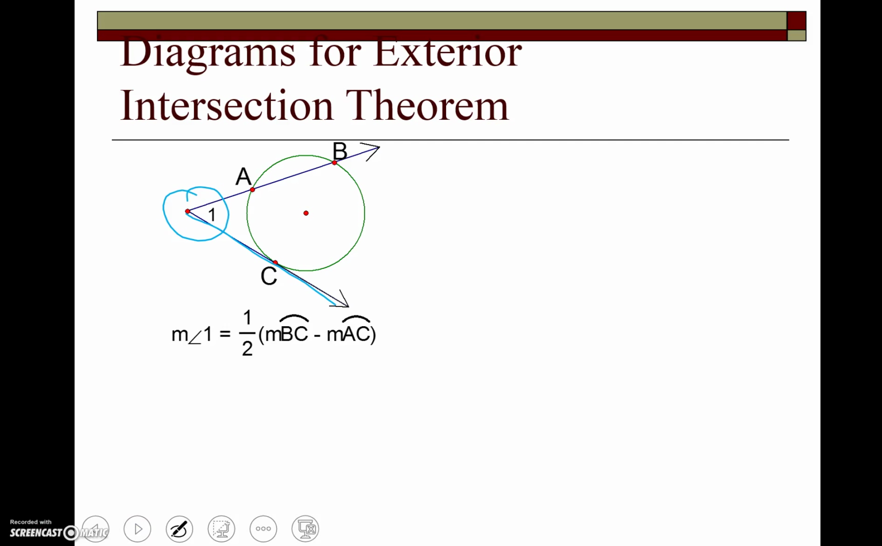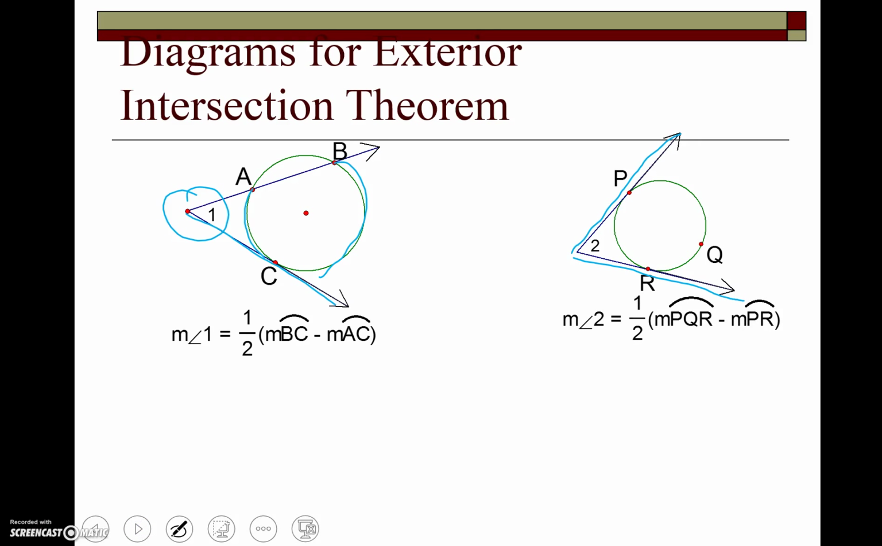We find it by doing the farther arc minus the closer arc. So we're looking for the difference because the farther arc is always going to be bigger than the closer one. So the farther minus the closer divided by 2 equals angle 1. If we did 2 tangents that look like this, we have ourselves something that looks like this. We will do the exact same process.